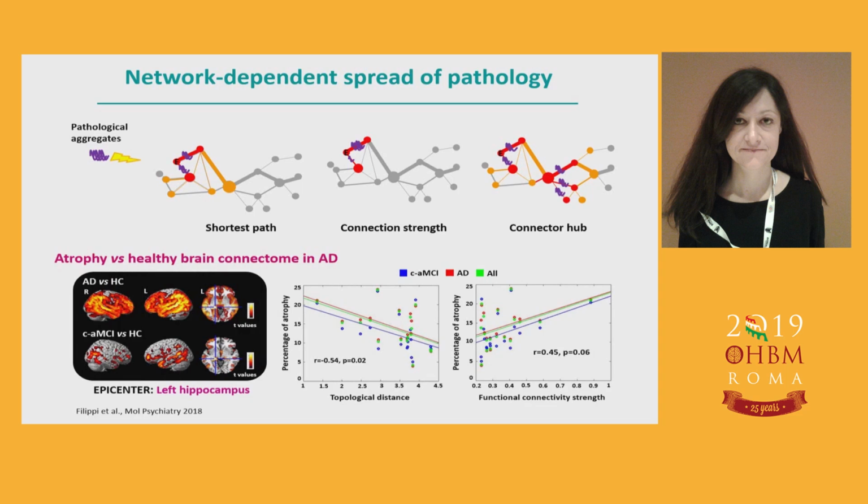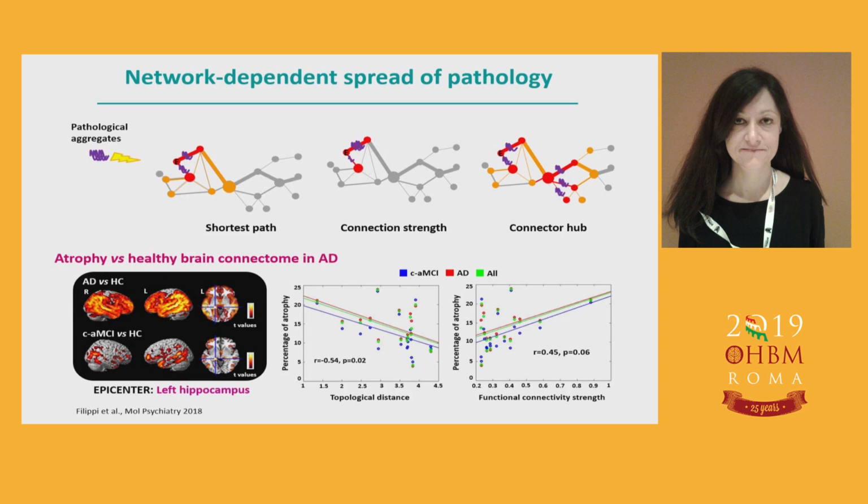Here is the first example, which we obtained in Alzheimer's disease patients. On the left, you can see, as expected, the pattern of atrophy in patients with Alzheimer's disease and in patients with mild cognitive impairment. Nothing very special: a widespread pattern of atrophy in patients with overt dementia, and relatively focal atrophy within the parietal, temporal, and frontal regions in patients with MCI. The most atrophic region in both Alzheimer's disease and mild cognitive impairment patients was the hippocampus. So we used the hippocampus as the epicenter of the disease.